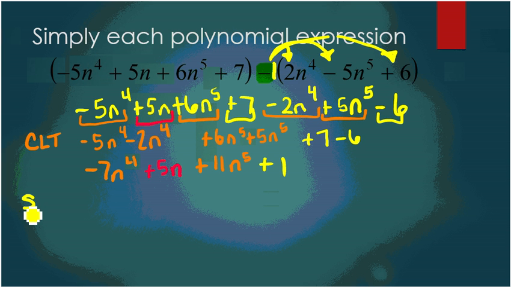Now we got to put it into standard form. So the highest exponent among all of my terms is the n to the fifth. So I put that whole term first. So I have 11n to the fifth. Now we move on to n to the fourth, which is right here. So minus 7n to the fourth. There's no n cubed, so we bring down the plus 5n, and we leave off with plus 1. And we're done.